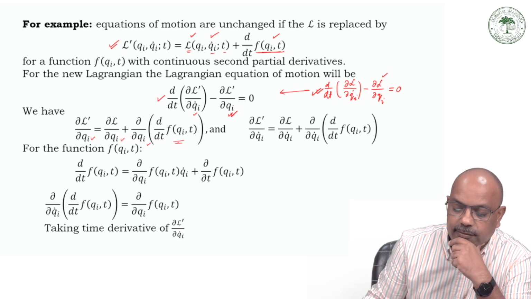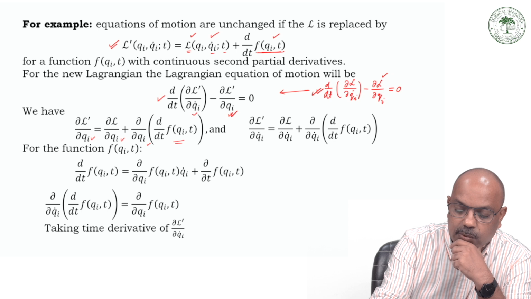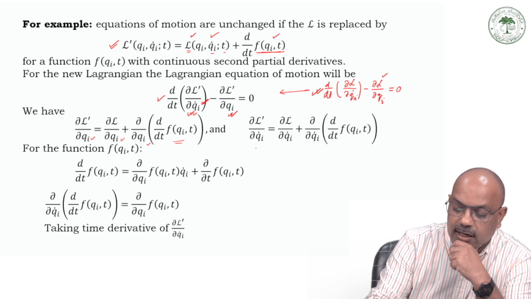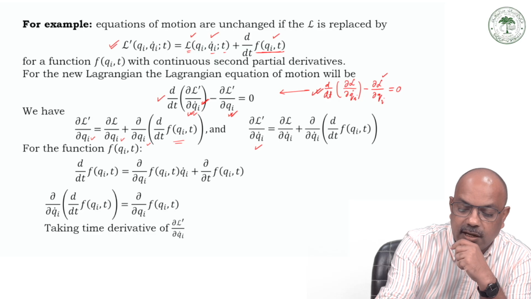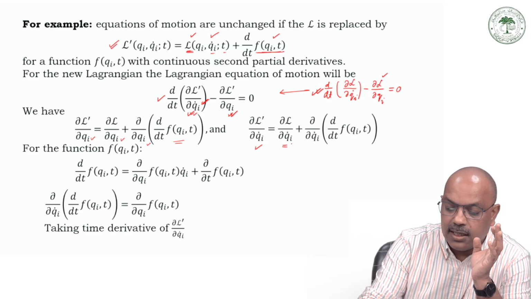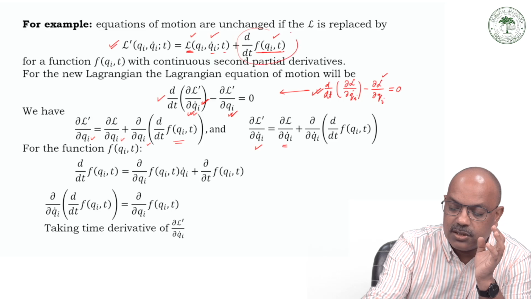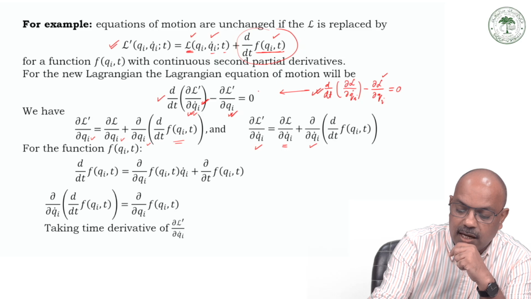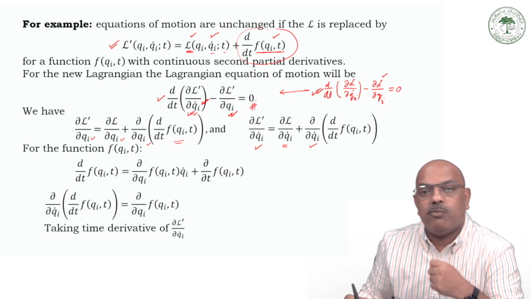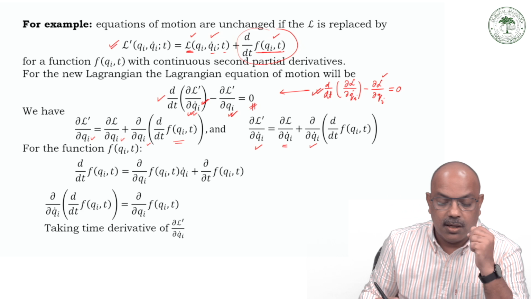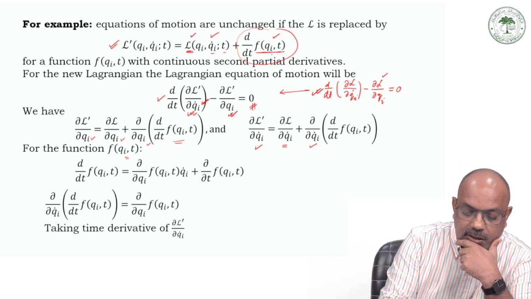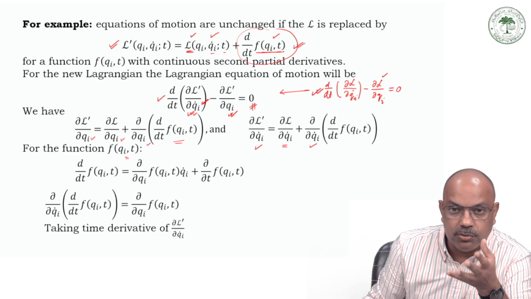Okay, so this is what I have, and then the second thing we want is this term, L prime with respect to q dot. If I differentiate this L prime with respect to q dot, I have L with respect to q dot, and then this additional term with respect to q dot. These two things I need to check, to see whether I fulfill this equation of motion or not. So for this function f(q, t), this is d/dt of f(q, t), the function which I have added to the old Lagrangian.